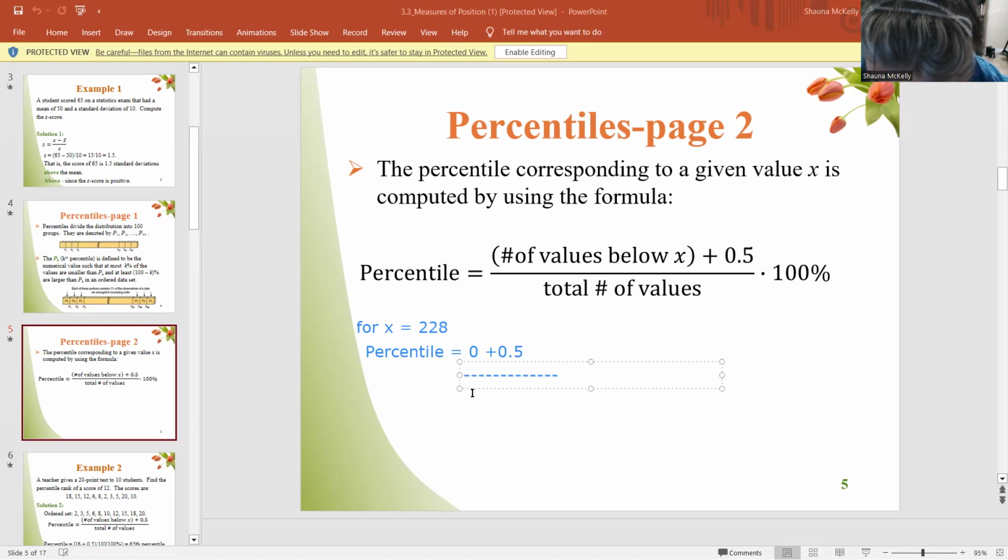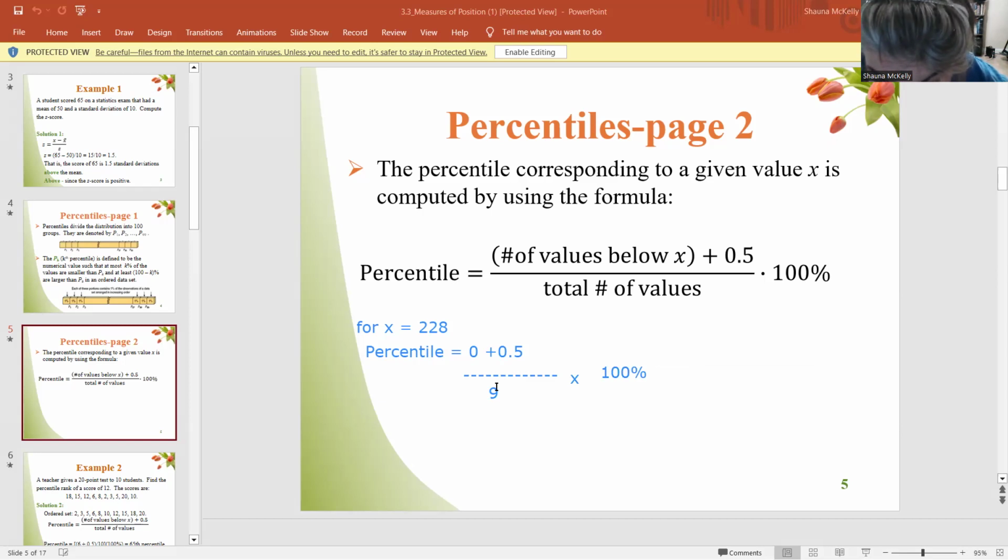And then the total number of values is 9. So we get 9, and then we multiply that by 100%. So this is 100%. So what this comes out to be, we have 0.5 divided by 9 times 100%.